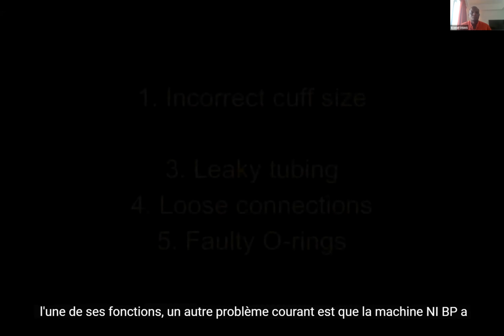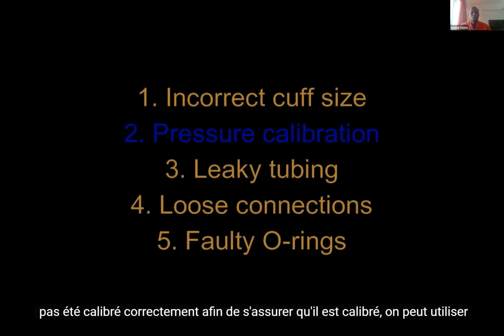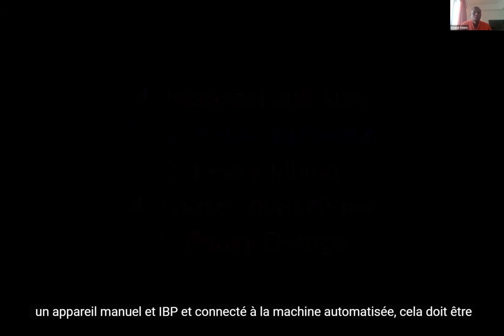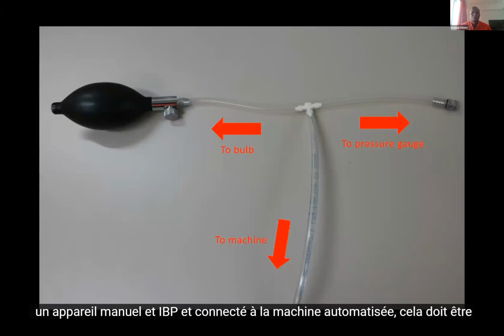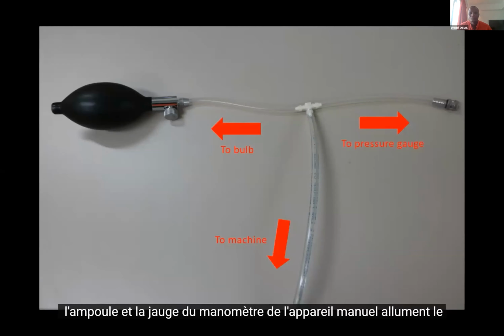Another common problem is that the NIBP machine has not been calibrated properly. In order to ensure that it is calibrated, one can use a manual NIBP device and connect it to the automated machine. This should be done using a T-connector so that the NIBP hose from the machine connects to both the bulb and the manometer gauge from the manual device.